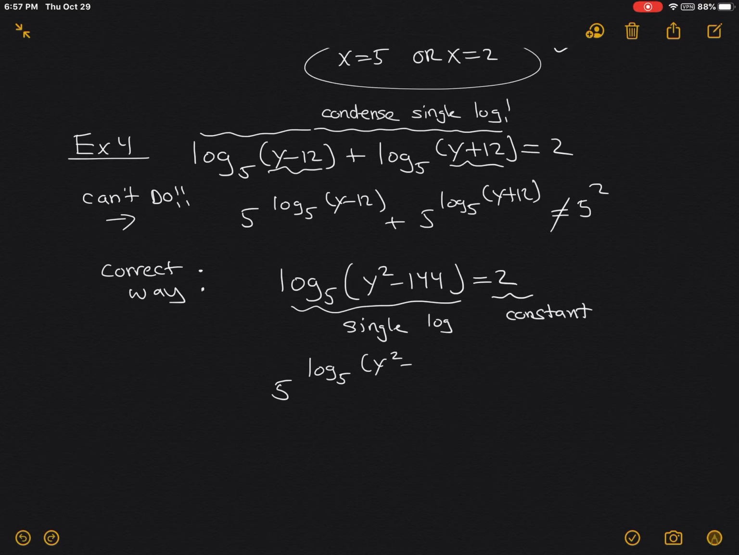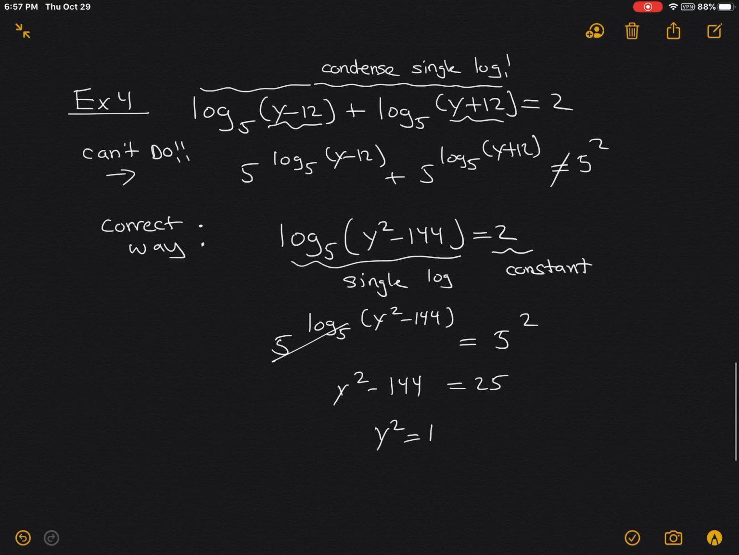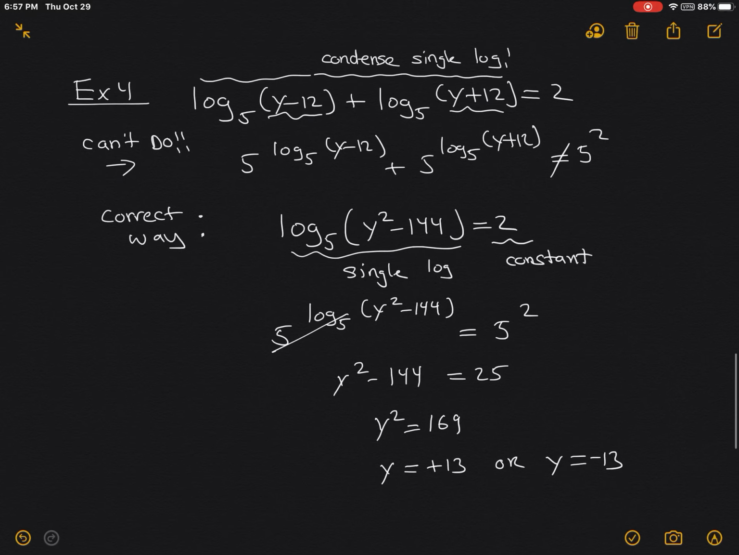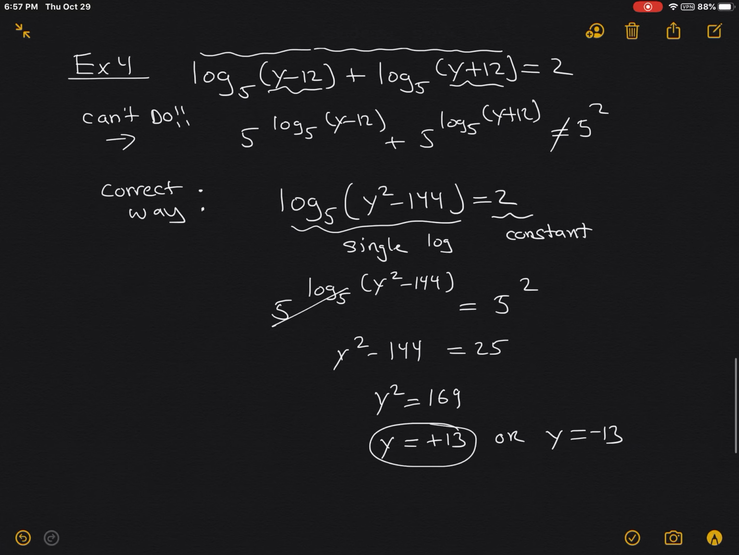So it took me many years of experience, right, to accumulate years of experience to be able to pick up on this, students making the same type of mistakes year in, year out, okay? All right, so whatever you do to the left, you do to the right, exponentiate by base 5, right? This cancels out. You're going to get y squared minus 144 is equal to 25. Y squared is equal to 169. When you take the square root, make sure you write positive 13, right? Or y is equal to negative 13.